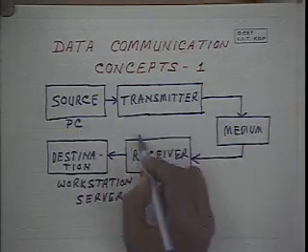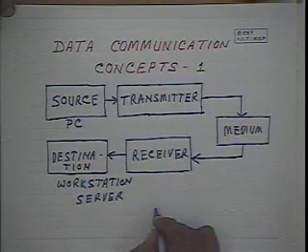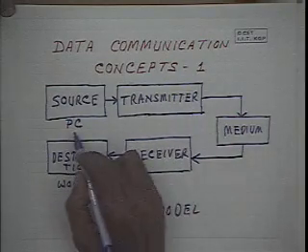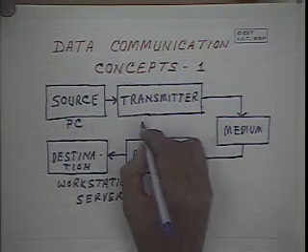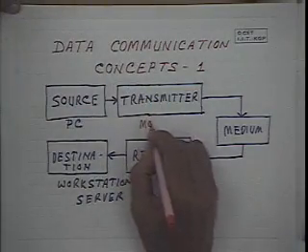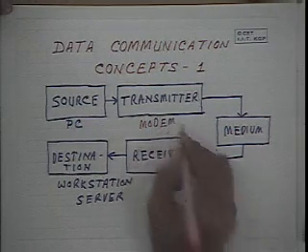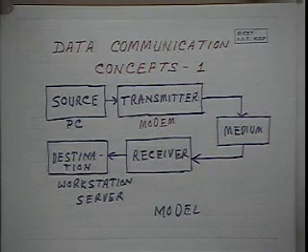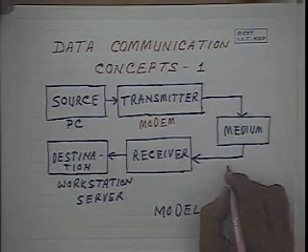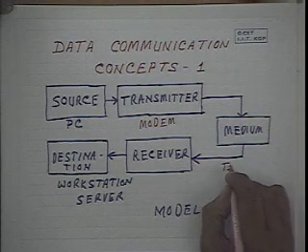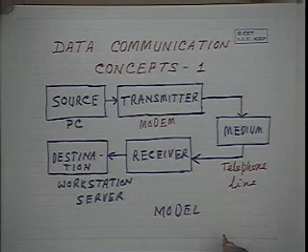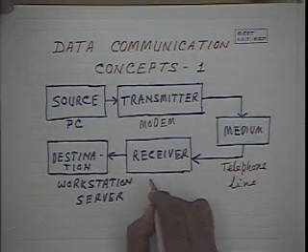So in this particular model, we have PC as a source. The transmitter can be a modem. For example, it can be a modem which converts the signal into suitable form so that it can be sent through some medium. This can be typically a telephone line, and the receiver in this case can also be a modem.